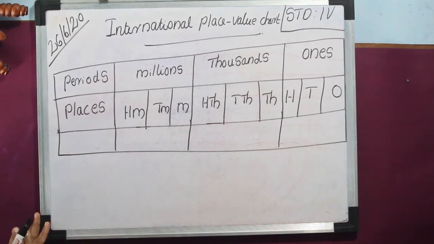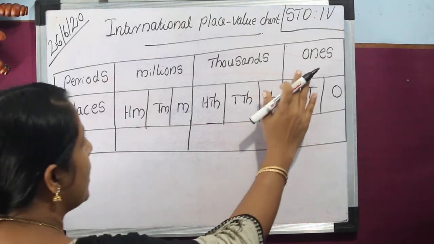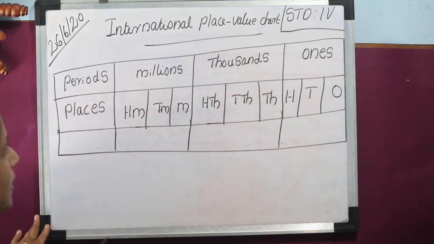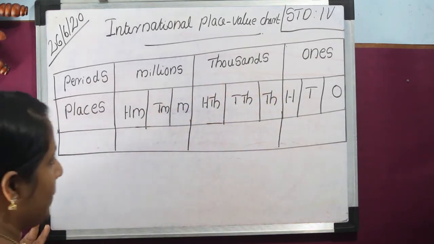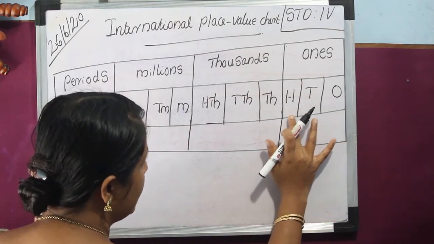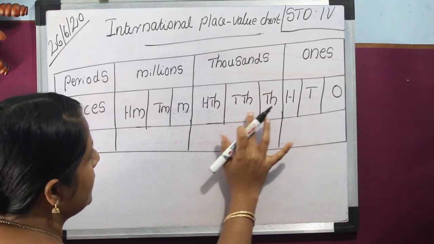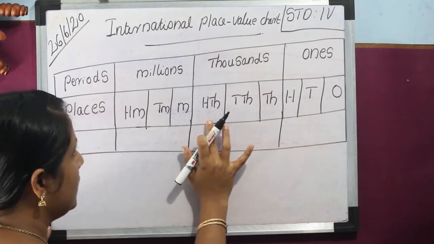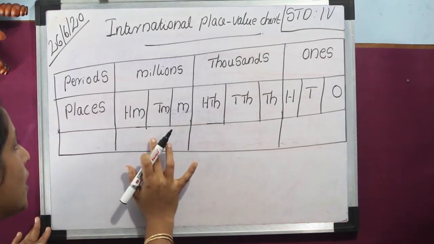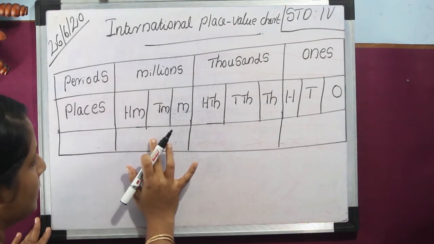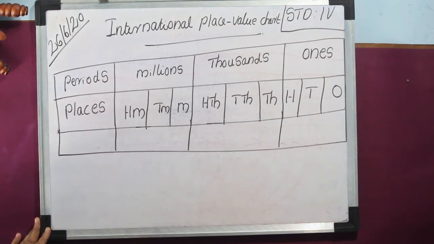Once again, this is the international place value chart. It has three periods: ones, thousand and millions. In the ones period there are three places: ones, tens, hundreds. In the thousand period there are three places: 1,000, 10,000 and 100,000. And in millions there are three places: million, 10 million and 100 million.